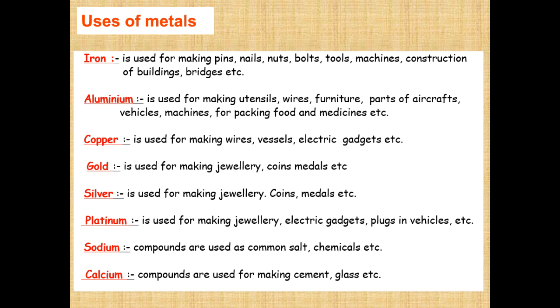Similarly, silver is also used for making jewelry. Platinum, which is very high cost, is also used for making electric gadgets, plugs in vehicles, etc. Sodium compounds are used as common salt, chemicals, etc. Calcium compounds are used for making cement, glass, and other uses.